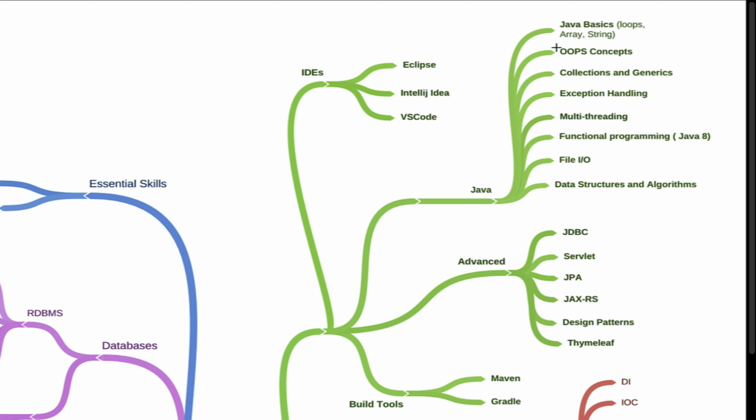Once you are familiar with OOPS concepts, go ahead and learn collections and generics. The collections framework is very important, guys. In real-time project development, we use the collections framework a lot. Basically, we use collections to store and group data elements. The commonly used collection classes are array list, linked list, hash set, hash map, linked hash map. These are the collection classes that we frequently use in real-time Java project development. And also learn generics. Whenever we use the collection classes, we also use generics for type safety. So go ahead and learn collections and generics.